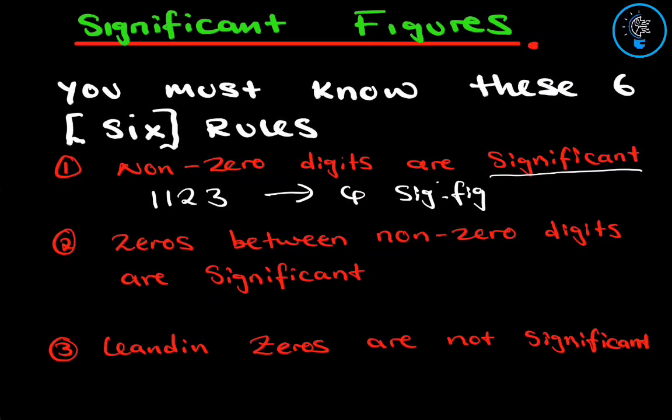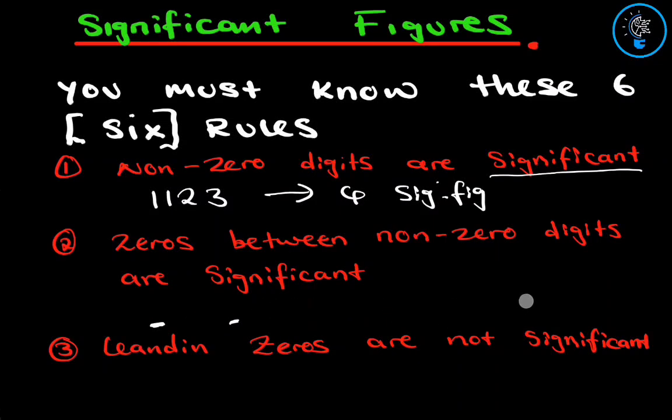The second rule states zeros between non-zero digits are significant. Let's take this example. 2007. This one has 4 significant figures. The reason why is because the number at the beginning is a non-zero number, and the number at the end is a non-zero number. Therefore, the zeros in between these 2 non-zero numbers should be counted as what? As significant.